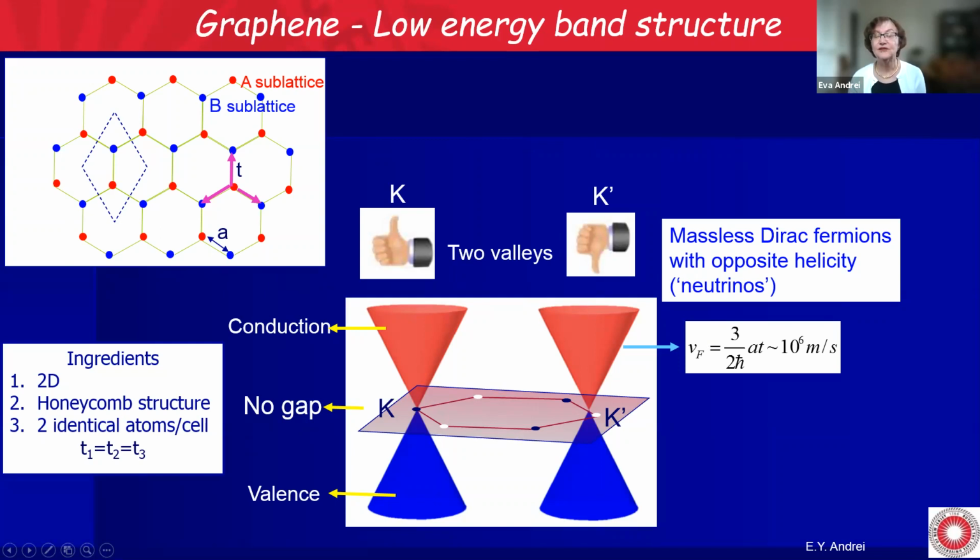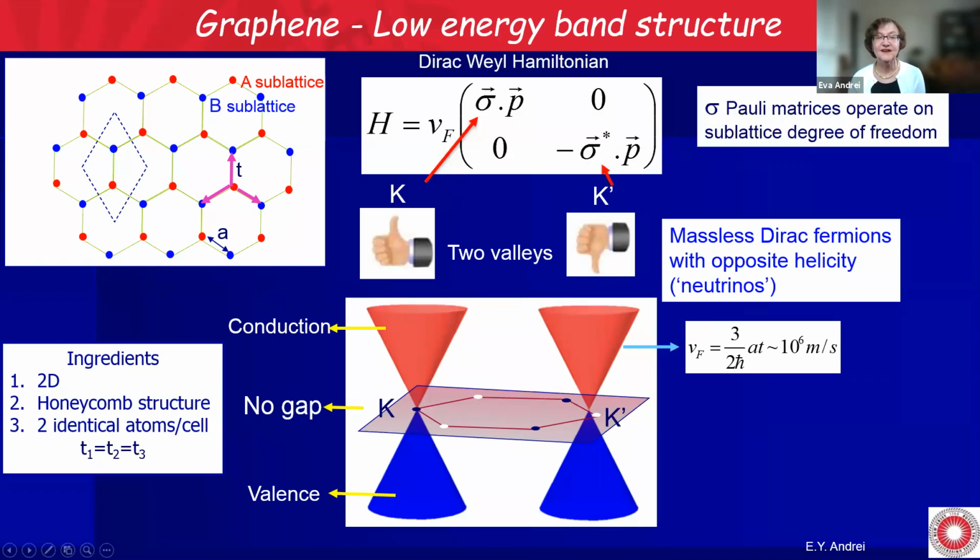The slope of the cone is the Fermi velocity of the quasi-particle, which is proportional to the hopping here, t, the nearest neighbor hopping, or the kinetic energy, and to the lattice spacing. And this is about 300 times lower than the speed of light. Very importantly here, we have two cones, and they are related by time reversal symmetry. They have an inherent chirality, which can be seen here by looking at the Hamiltonian that describes the electrons in graphene. So it has sigma dot p here.